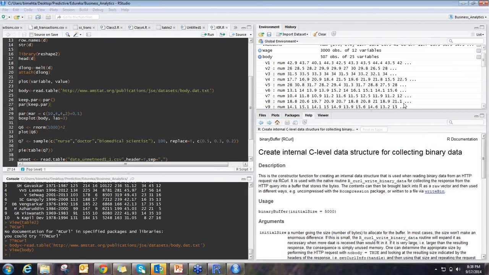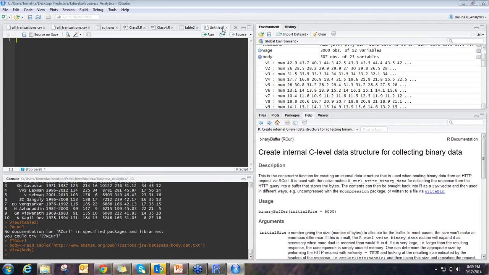Fine. So any other questions you have? Pramod is asking, do you have a demo for unstructured data? I do have a demo for unstructured data. Let me quickly show you that. So I'll show you a demo for unstructured data. I'll close all these files.